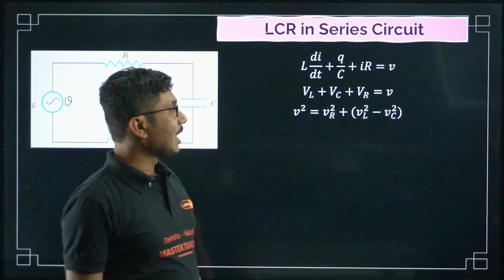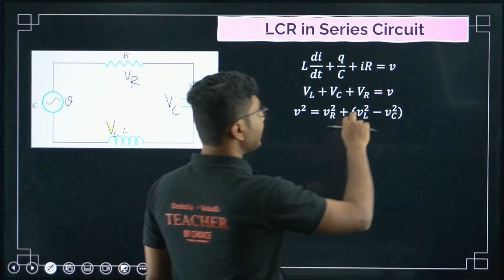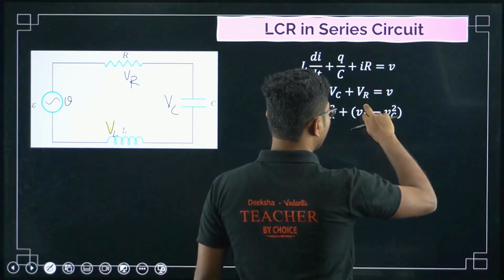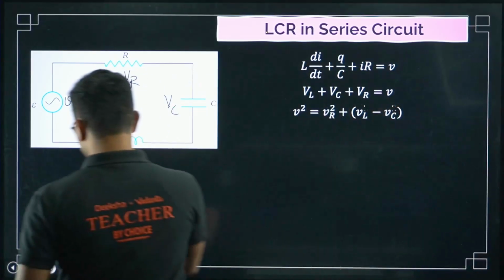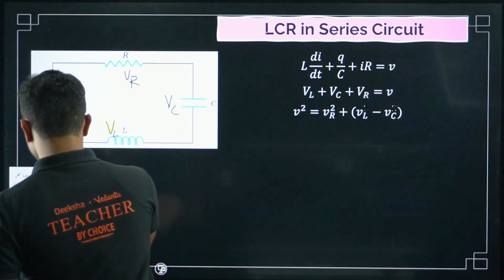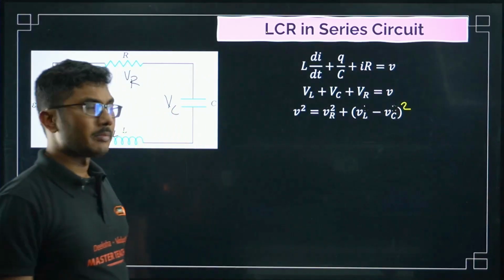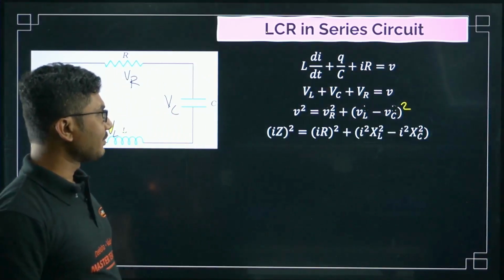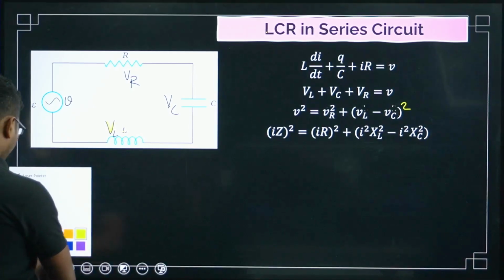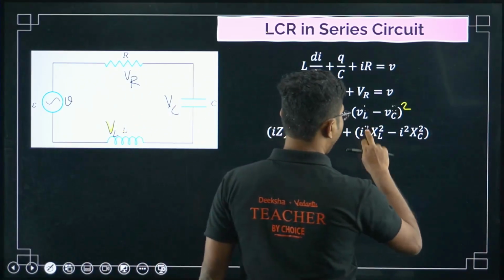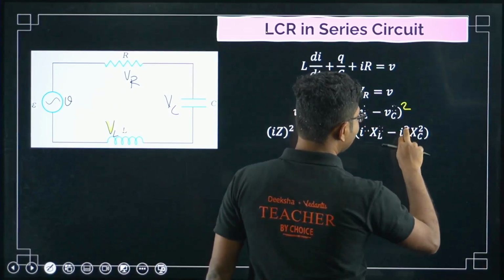Very important, there is a mistake here. It is VL minus VC whole square. So VL minus VC whole square is the formula. You have to remember this formula to calculate the average power. Again there is a mistake here. It is I into XL minus XC whole square.